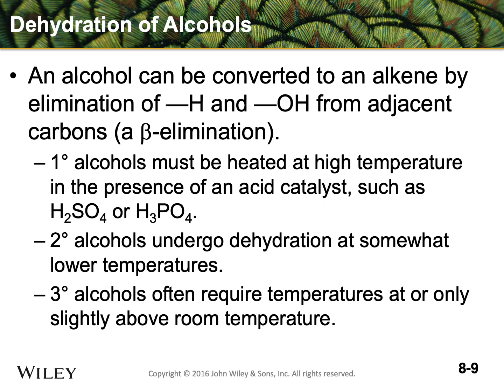So for primary alcohols, we have to use very high heat and a very strong catalyst like sulfuric acid or phosphoric acid for this material. Secondaries actually undergo this dehydration at a little bit lower temperature. And if you think about it, we're starting to get closer and closer to carbocation stability. Tertiary alcohols actually require temperature at or only slightly above room temperature. So the ability to form that cation helps the reaction move closer and closer to get those materials to go.